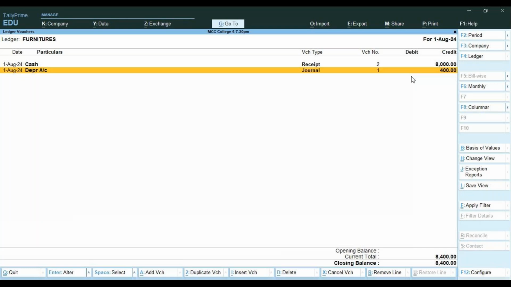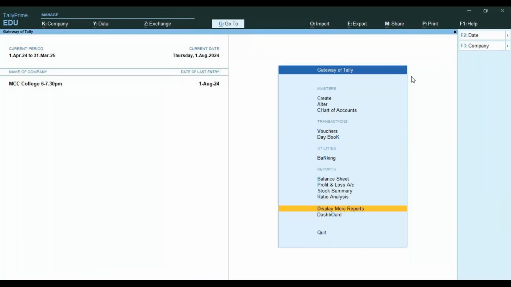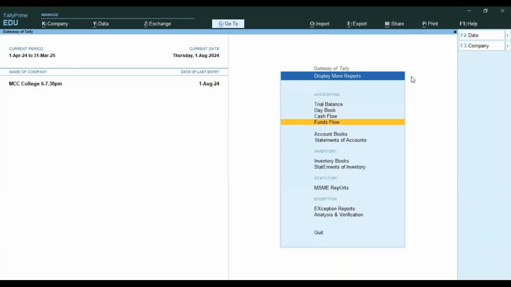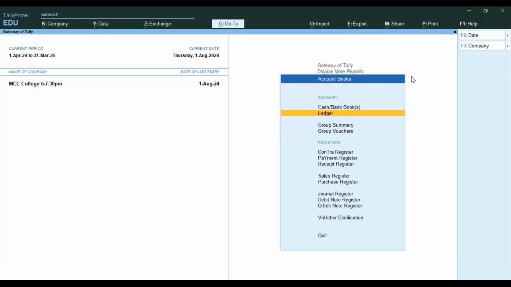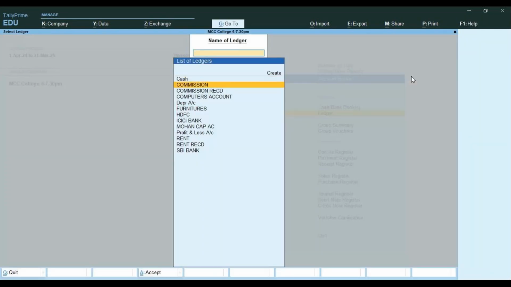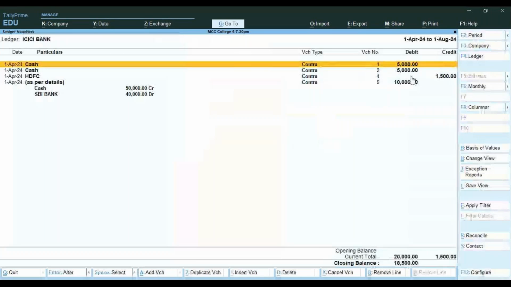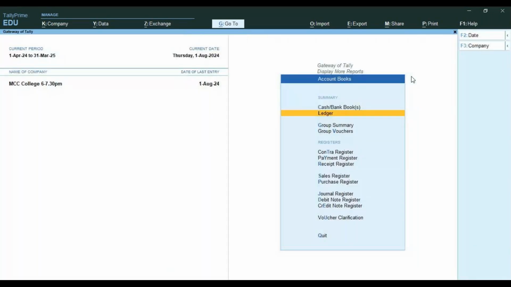So I repeat the steps again. This is the Gateway of Tally. You go to Display More Reports, you go to Account Books, under that you have Ledgers. You go to Ledgers, then you go to furniture, depreciation, any particular ledger, you can see all the ledgers. Remember, in initial classes I told you, like in bookkeeping, you had to go to each ledger, search that ledger, and then see which month what has happened. It's very easy in this.